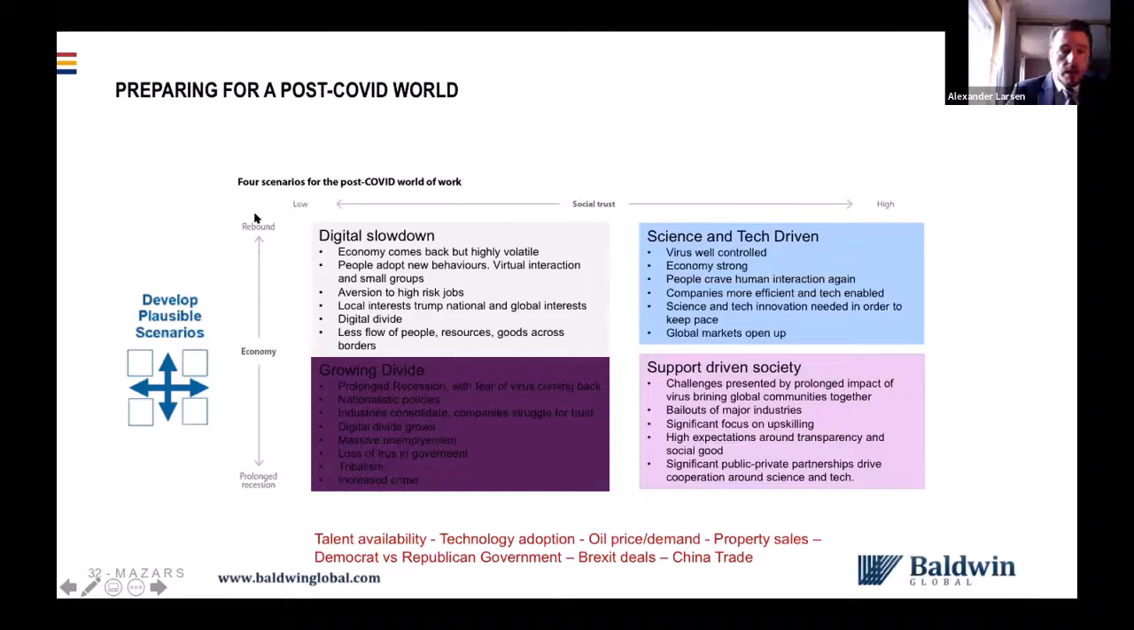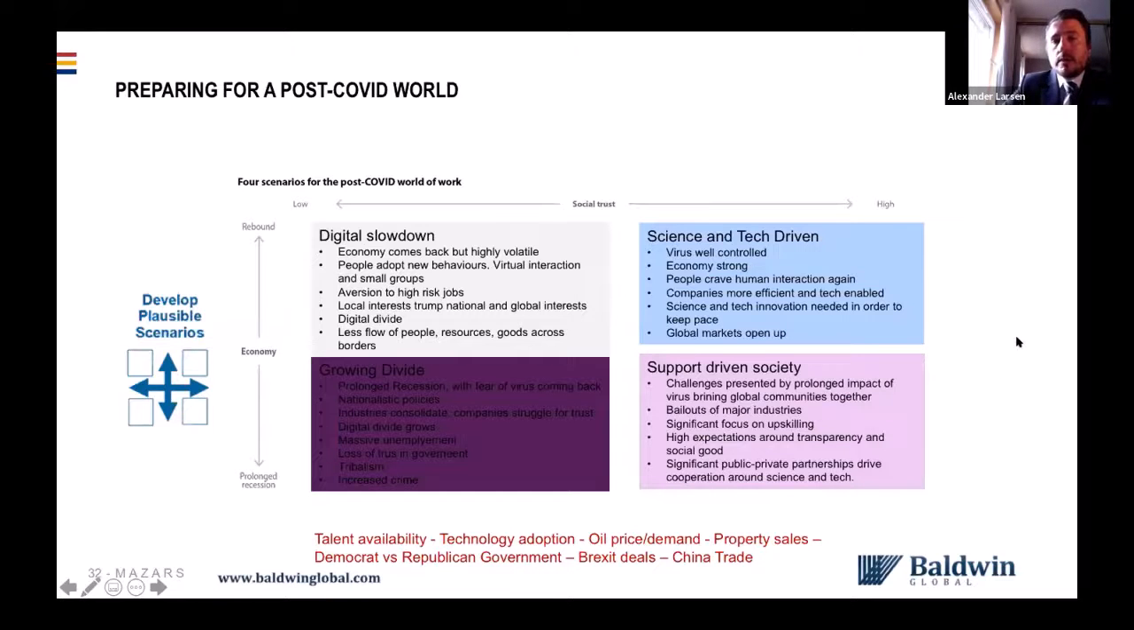Now, the top and the bottom here, the 2 sides here could be talent availability. It could be technology adoption or oil price demand. If you're an organization that is dependent on oil prices or oil demand, then that might be a driver. If you're in retail or investment, if you're in property or investment, property sales might be a driver. In America, Democrat versus Republican government might be a driver. And you could build scenarios from Republican and Democrat here. And how does that impact the economy going forward? Or economy might be Brexit deals or so forth. It doesn't matter. It depends on your organization.